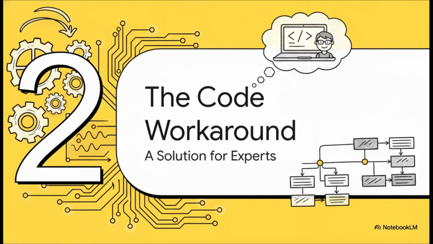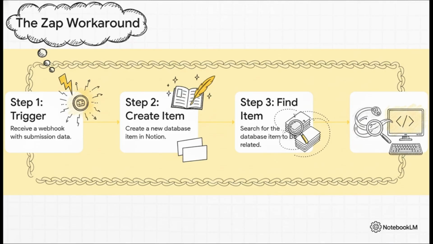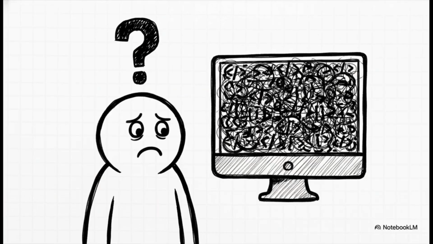Of course, the community's brilliant, so people didn't just give up. Experts like William Nutt from Notion VIP actually figured out a way around it. It was super clever, but also super technical. Okay, so to make this workaround work, you had to jump through some serious hoops. You had to set up this complicated 4-step zap. First, you get the trigger, then you create the new thing. Then you had to find the other thing you wanted to link it to, and then came the really tricky part. You literally had to drop in a block of custom JavaScript code to talk directly to Notion's API.